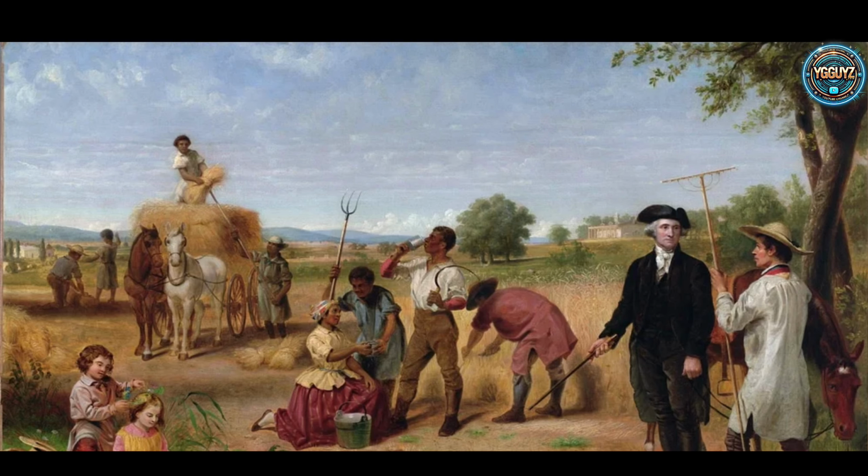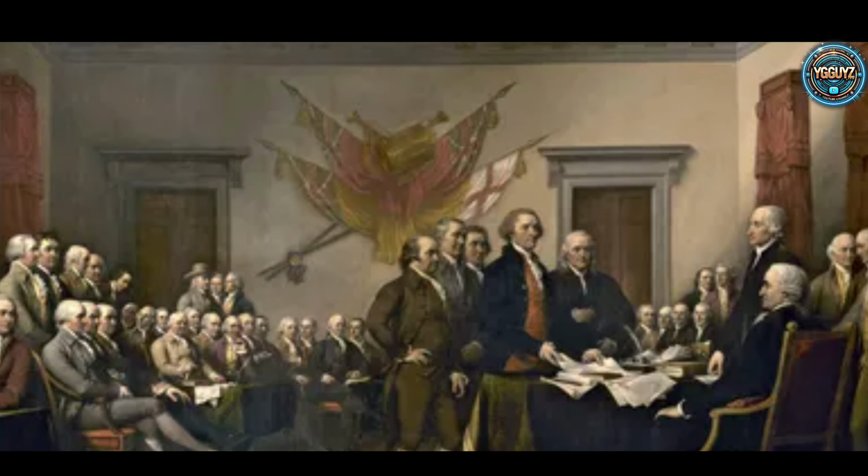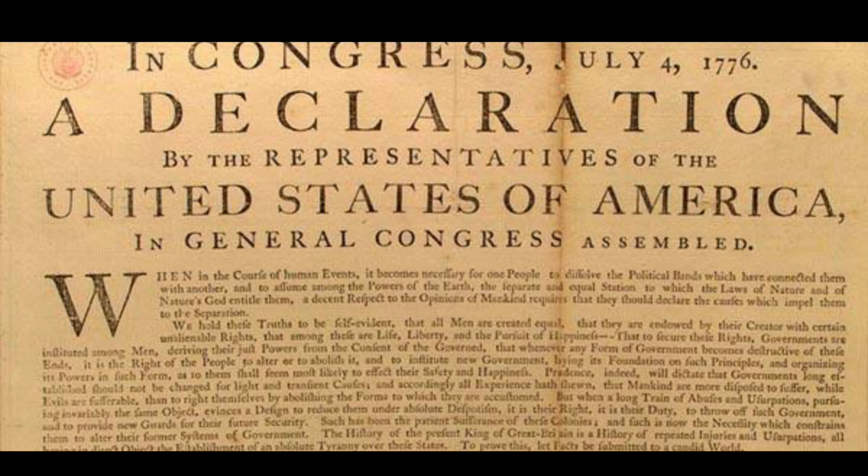The American Revolution, a pivotal moment in world history that reshaped nations, inspired movements, and ignited the flame of liberty. But how did it begin? What forces and events culminated in the 13 colonies' decision to break away from the British Empire?